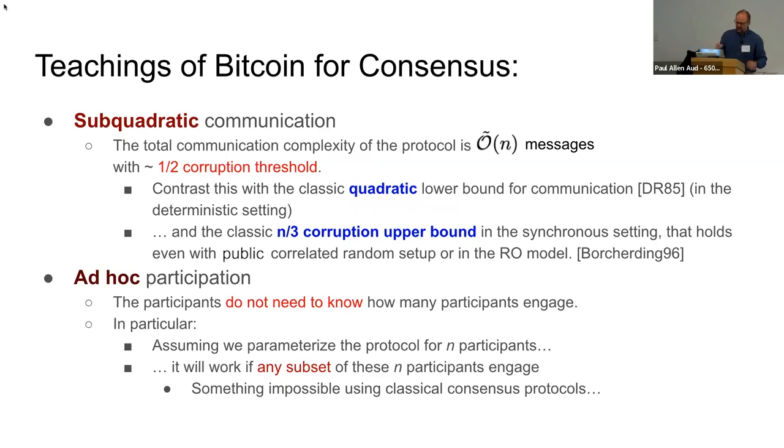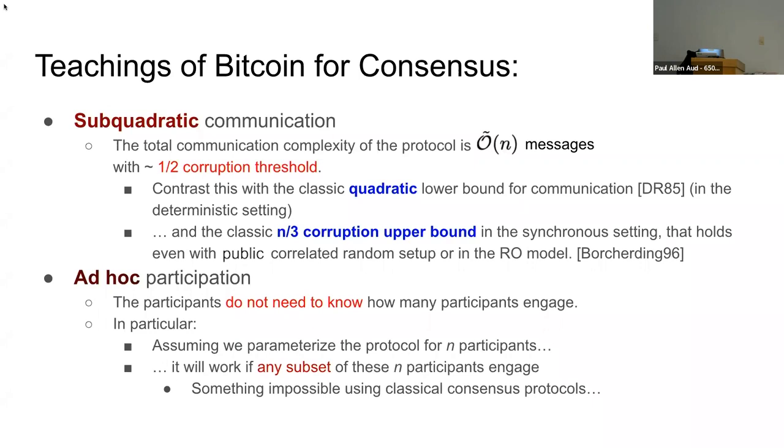Now, this is one class of interesting things that we can point out about the consensus problem. Another interesting characteristic is ad hoc participation. The participants do not need to know how many of the participants actually engage. You can think of this in the following way. Suppose we parameterize the protocol for n participants, and then someone can choose any subset to run the protocol. The protocol will still work.